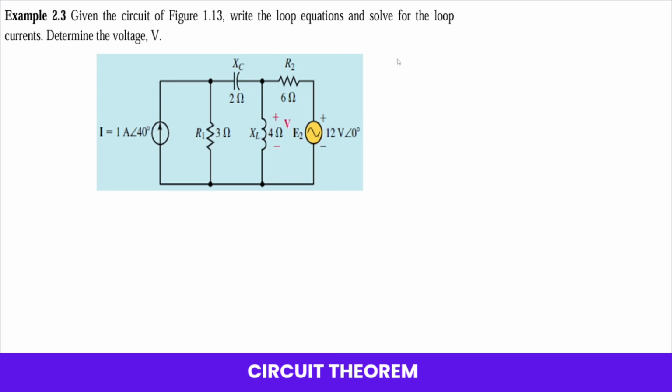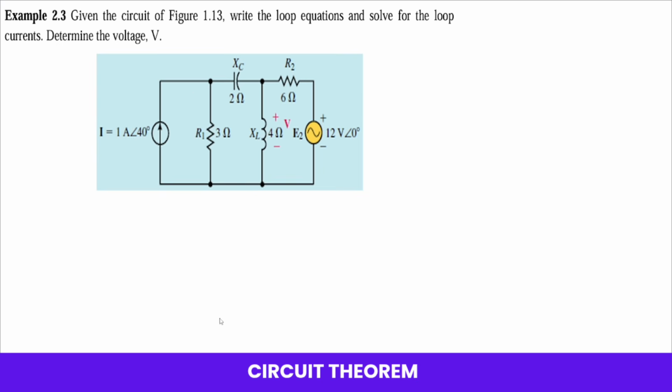Today we are going to start our analysis on the mesh method, right? The question states that given the circuit of figure 1.3, write the loop equation and solve for the loop current and determine the voltage range, right? So most of the time, questions like this, all you need to do is to be able to get your equivalent circuit represented in the form of impedances, right?